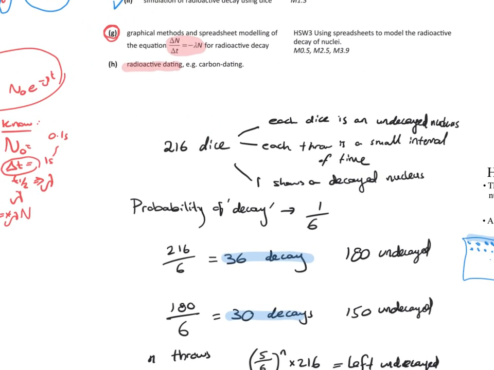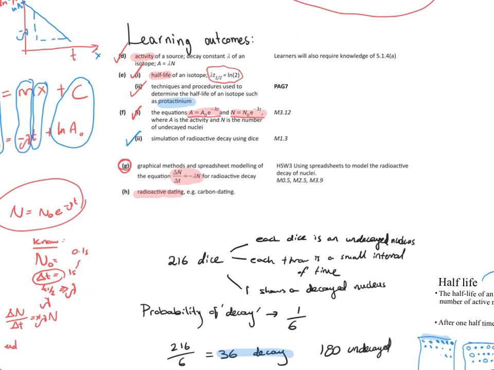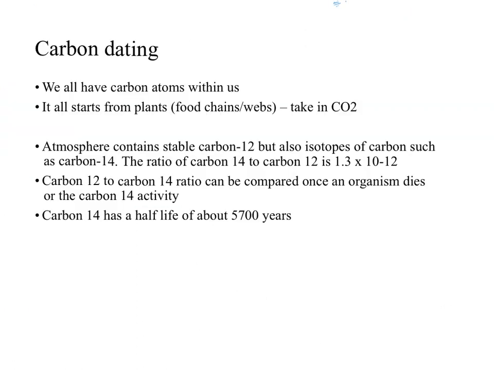And the last thing that we will look at, so we spoke about this now, the last thing that we're going to talk about is radioactive dating, like carbon dating. Okay, so in terms of radioactive dating, we're going to start first with carbon dating. Now, we all have carbon atoms within us. We are carbon-based life after all.